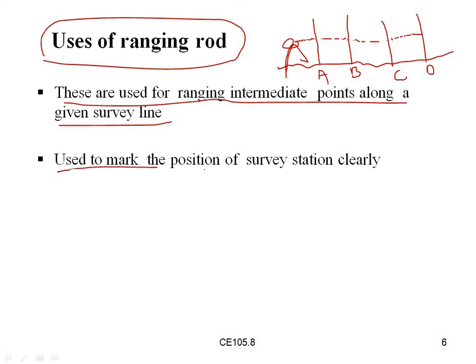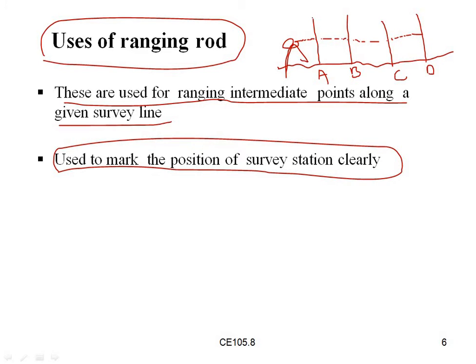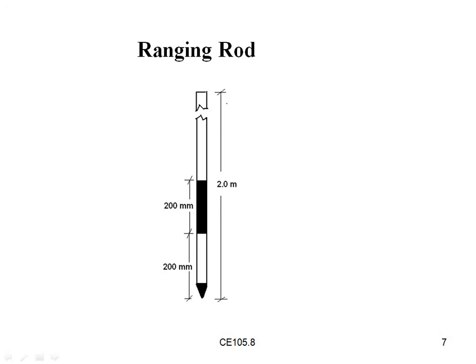And they are used to mark the position of survey stations clearly, so they will be fixed here up to the completion of surveying. So this is our ranging rod. It is 2 to 3 meters in height. A black color painting is done, each band 200 mm, and white color paint also 200 mm. This is the bottom shoe, where it will be inserted into the soil.